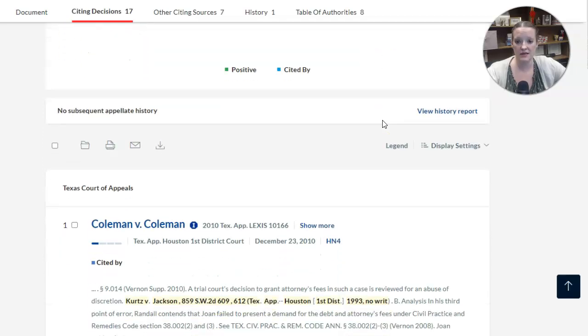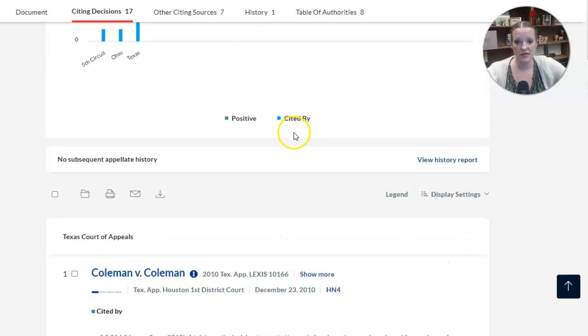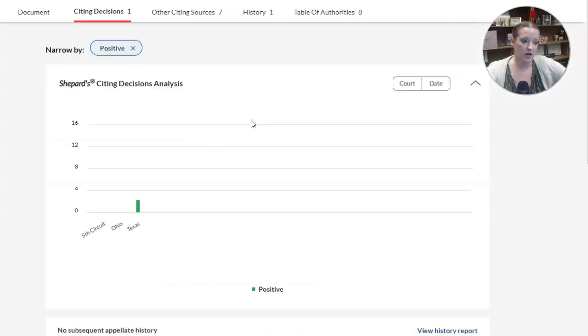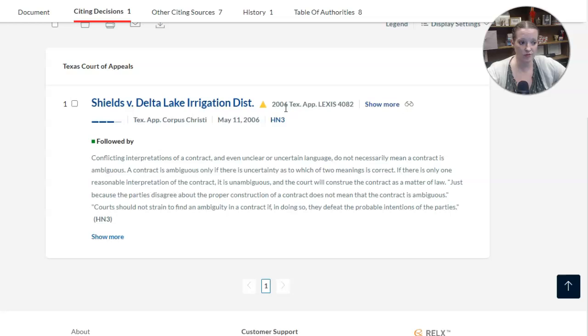And then we can see that our case, Kurtz v. Jackson, has been cited by a number of cases, and it's received positive treatment, right? We don't see negative, we don't see neutral, cautionary, right? So let's click on positive. So because of that positive signal, right, we know the case has not been overruled. Again, it's only received positive treatment or been cited by other cases.